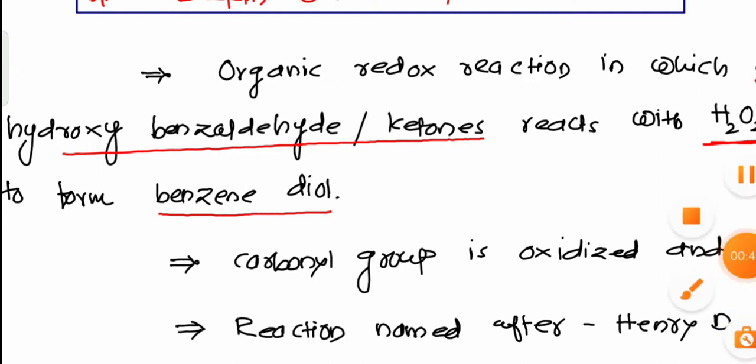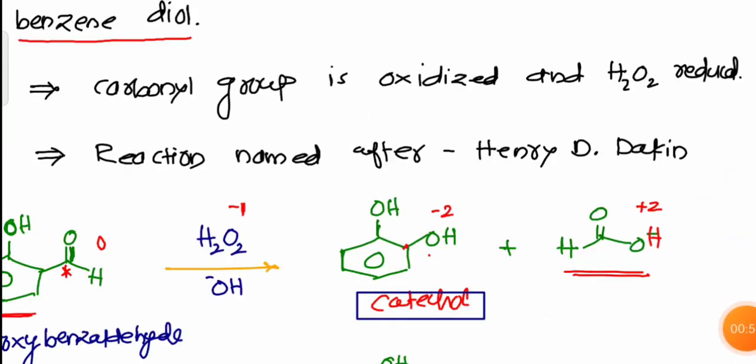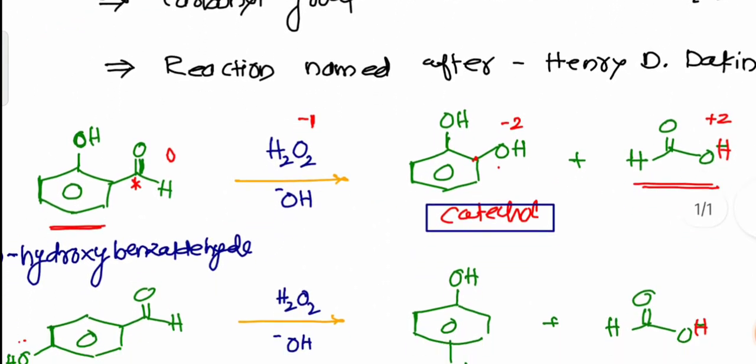In this reaction, the carbonyl group from the aromatic system will be oxidized and hydrogen peroxide will be reduced. This reaction is named after Henry Dakin, and that's why it is called the Dakin reaction. There are two examples for this reaction.